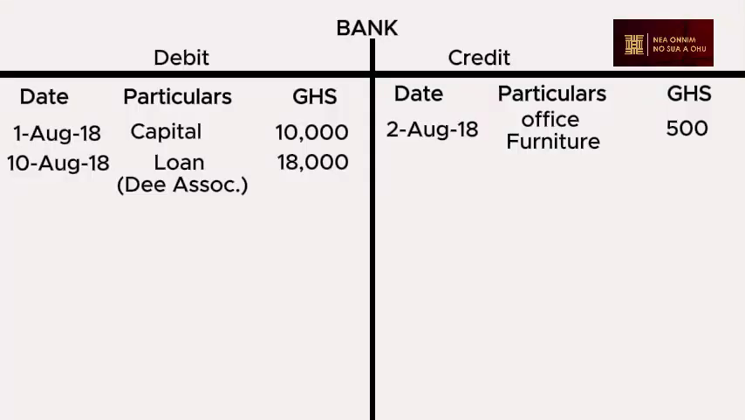Now let's go into the bank account and record the corresponding leg. So you go to the bank account, it is the credit. So we'll be recording it on the right side. So we'll put in the date, August 14, 2018. The particulars is going to be what? The corresponding account, which is delivery van. And the amount, 7,000 Ghana cedis.